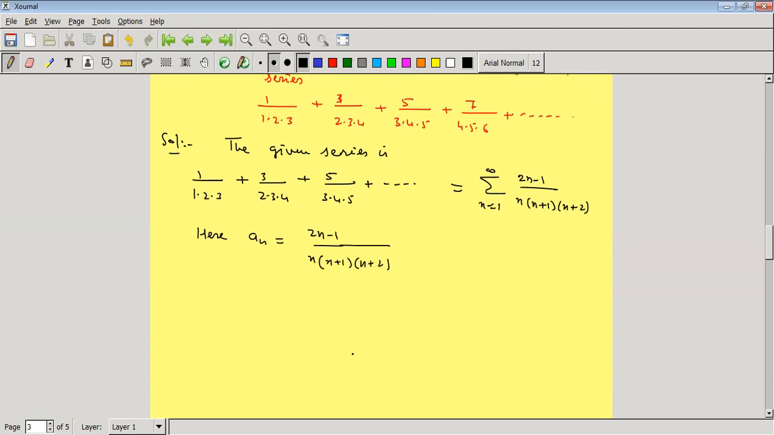Now we have to check whether the given series is convergent or divergent. So what we do, we find the auxiliary series. So the auxiliary series from where? From an.